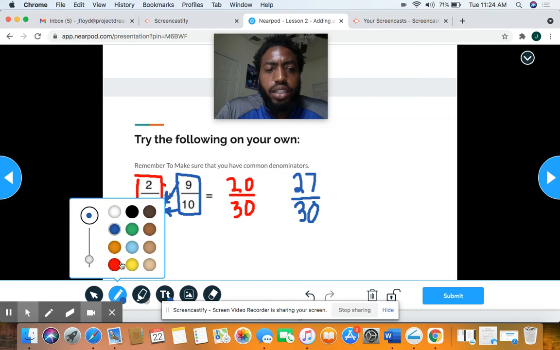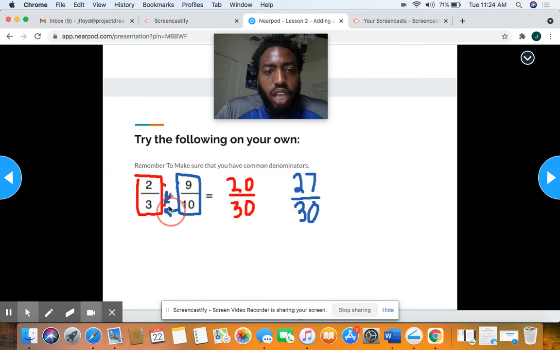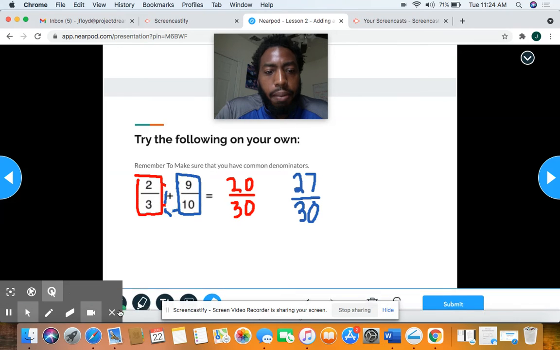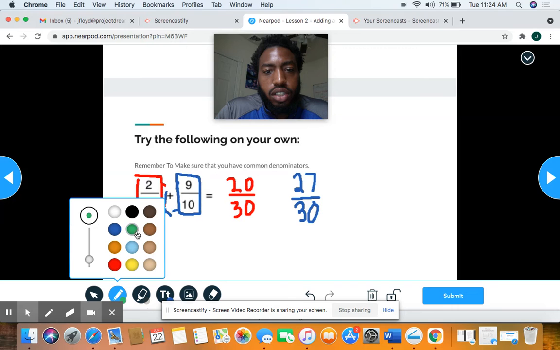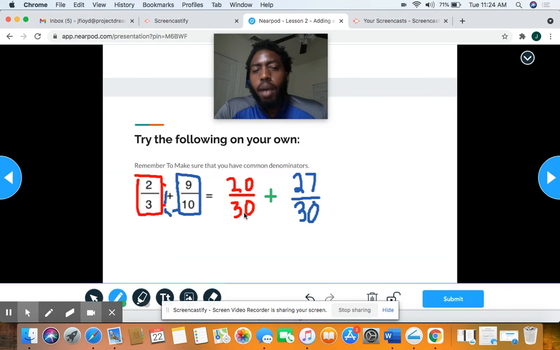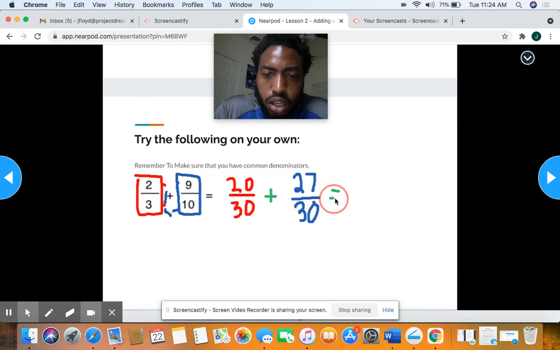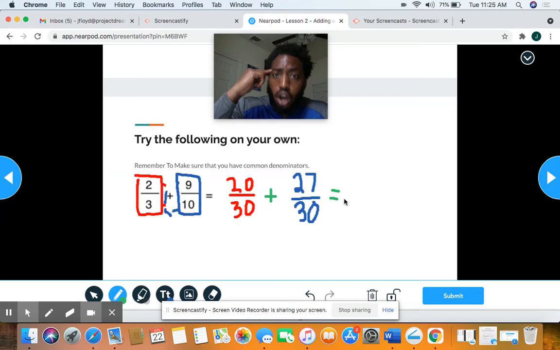So now we take a good look at our problem. I know that I almost have everything there. We can't forget that addition sign. And we'll do our final check. Are my denominators common? I see 30 and 30. Yep, that's common.